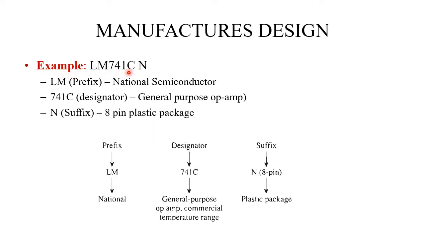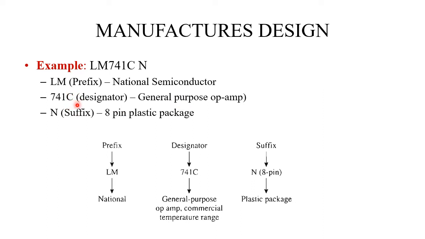So this is an example part identification number, LM741CN. The prefix indicates the type of manufacturer. Here LM is the prefix, and it indicates that the manufacturer is National Semiconductor. The next part is 741C. 741 indicates the type of operational amplifier, here a general purpose operational amplifier, and the C indicates the temperature.